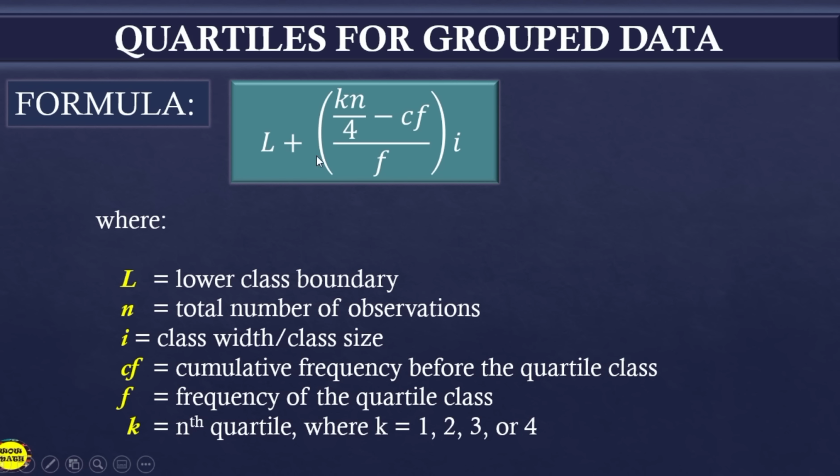And yung k, nakadepende sa given, sa pinapahanap. Let's say for example, ang pinapahanap is first quartile, so yung gagamitin na k is 1. Kapag second quartile, ang gagamitin na k is 2. At kapag third quartile naman, ang gagamitin na k is 3.